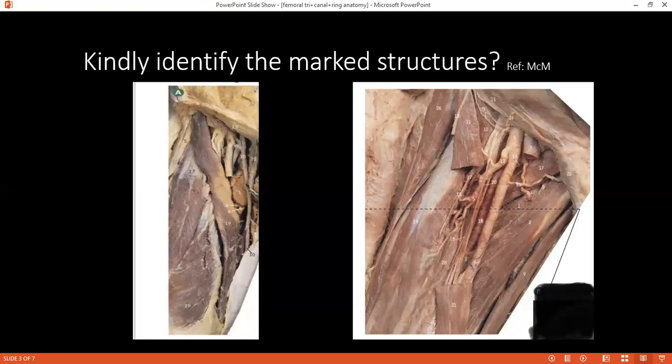Can you please tell me, this femoral canal has one femoral ring above it? Can you please tell me how it is formed?